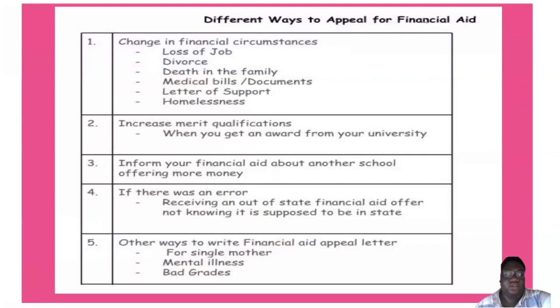Different ways to appeal for financial aid. The different ways to appeal for financial aid to your college are change in financial circumstances, increase in merit qualifications, informing your financial aid office about another school offering more money to have more leverage in negotiation of your own financial aid, informing your financial aid office or just the college in general of an error, and writing to your financial aid office about circumstances not said in step one, which are single parenthood, mental illness, or bad grades.